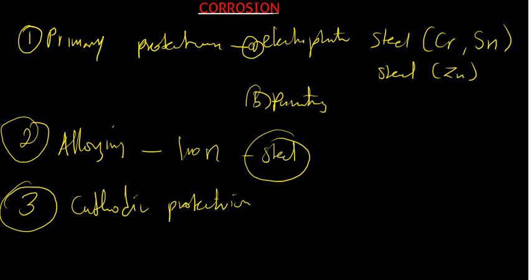Now, what does cathodic protection involve? When we are talking about cathodic protection, let's consider what happens. Let's say we have an iron pipe. This is underground. This is an iron pipe.